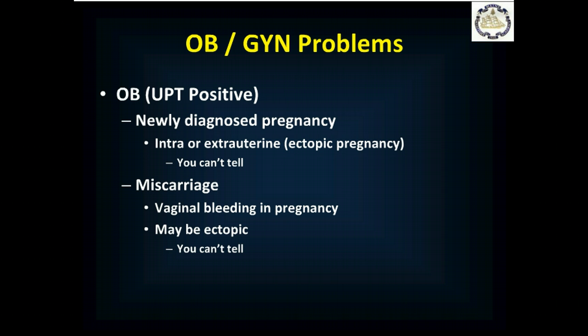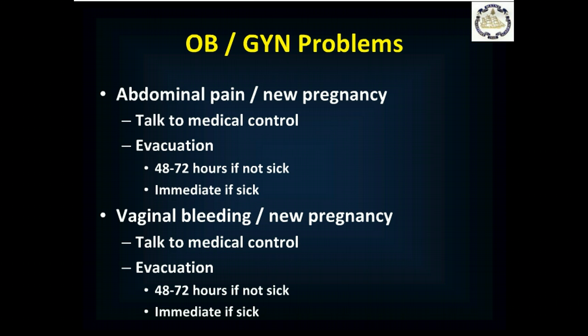Now, if that patient didn't know they were pregnant before, or they knew they were pregnant but they haven't had an ultrasound proving that the baby is in the uterus, it may be an ectopic pregnancy. It may be outside of the uterus, and you can't tell from the history. So if the patient doesn't have a known intrauterine pregnancy by ultrasound, then you have to assume it's an ectopic pregnancy. So what do you do? Well, if the patient's having abdominal pain and you have a newly diagnosed pregnancy, talk to medical control. They need to be evacuated to be worked up for an ectopic pregnancy.